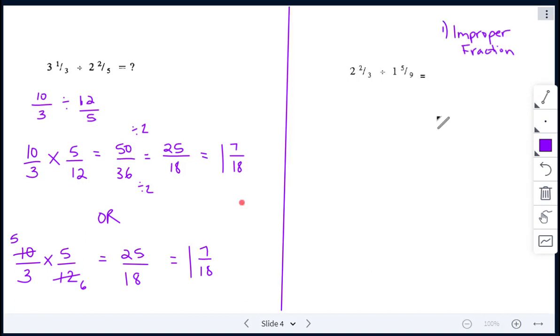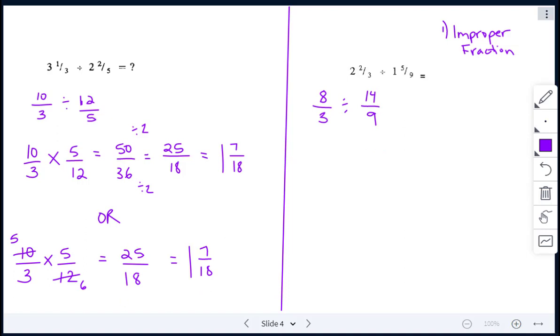Right, so our next example is here. Our first step is we're going to put them into improper fractions. So 2 times 3 is 6, plus 2 gives me 8 over 3. And it's being divided by this mixed fraction. So we'll change this one to improper as well. So 1 times 9 is 9, plus 5 is 14 over 9. So that is what the two fractions should look like, written as improper. So now you can go ahead and take the reciprocal of the second fraction and multiply.